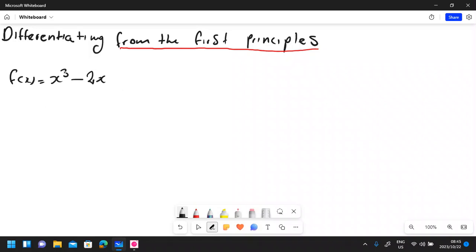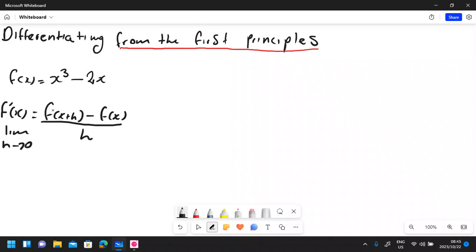Remember guys, when you differentiate from the first principle, you need to use the following formula here, which is f of x prime. Remember, prime means differentiating, is equal to f of x plus h minus f of x, divided by h. Now the limit, h is approaching 0, so this is the formula that we must use.